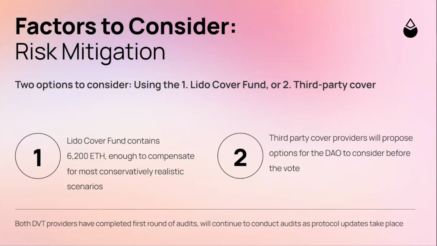Final point to talk about on the risk mitigation side. So both Obol and SSV have now actually completed their first round of full audits around the protocol, which is extremely encouraging to see. But as I mentioned, they both have fairly ambitious plans in the future to continue improving things. So both providers have committed to continue conducting audits if there's any changes that go to mainnet, and then transparently presenting that to the DAO in that forum thread for community members to be able to review.